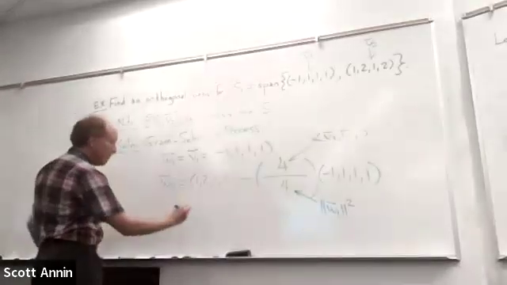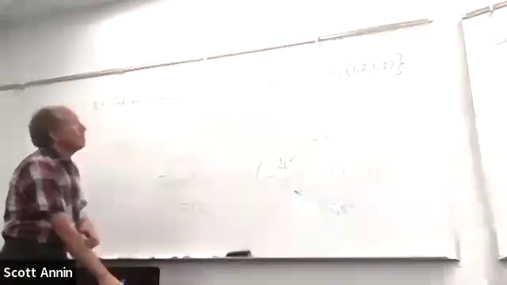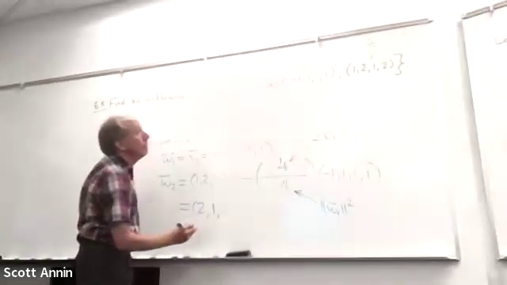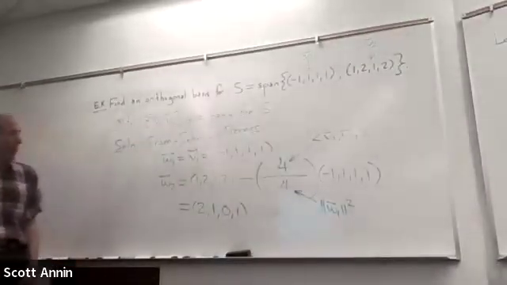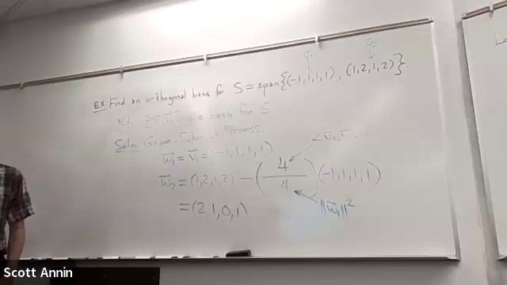So 1 minus -1 is 2. 2 minus 1 is 1. 1 minus 1 is 0, and 2 minus 1 is 1. So it'd be 2, 1, 0, 1. Slot by slot subtraction.